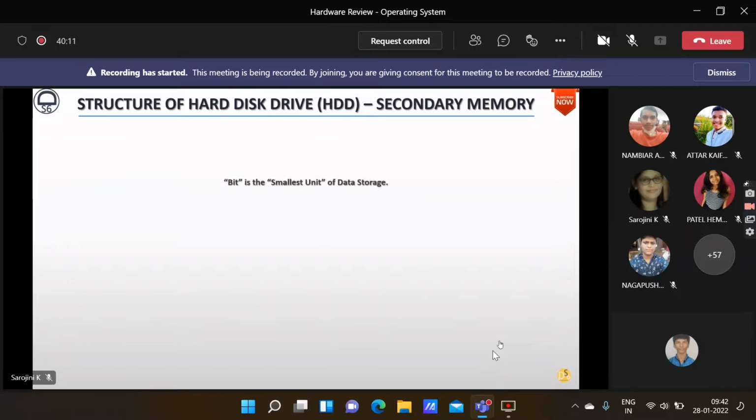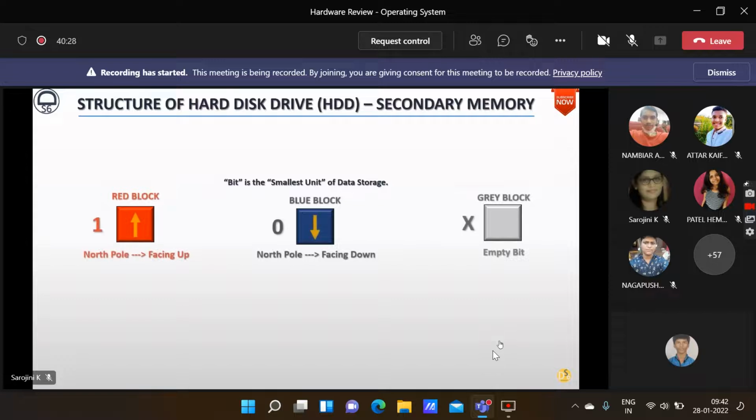A bit is the smallest unit of data storage. It can be visualized as many small blocks that can be magnetized into a permanent magnet. Every red, blue, or gray block in this picture is a bit. The red blocks have north poles facing up, and the blue blocks have north poles facing down. These are what the computer recognizes as 1 and 0. Gray blocks are the empty bits that have not yet been magnetized.